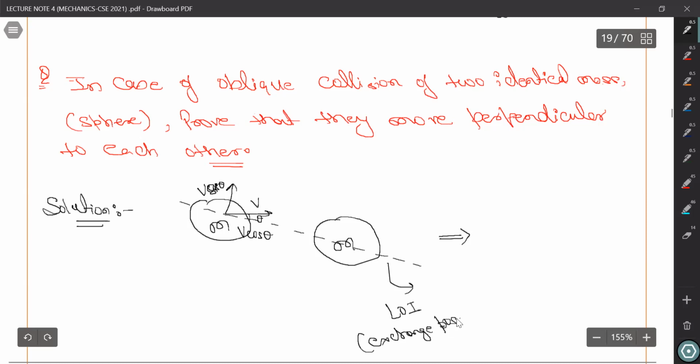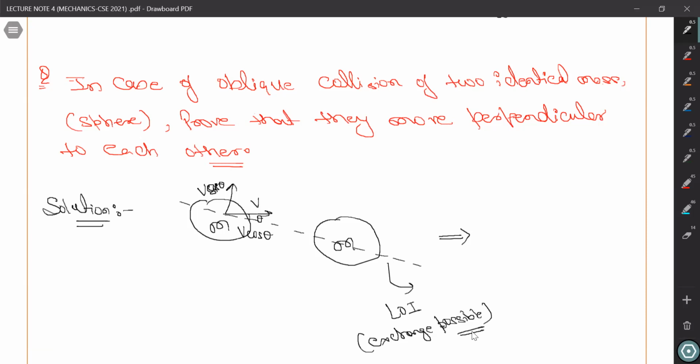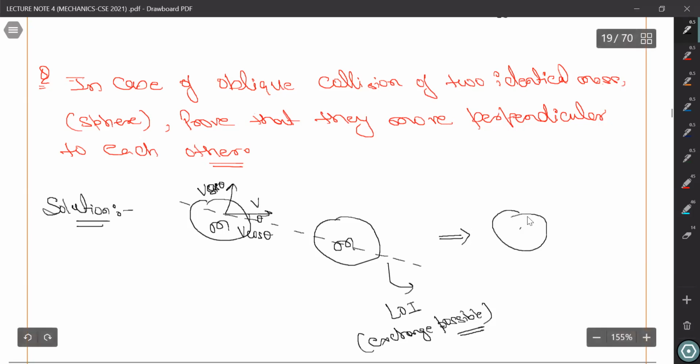What I am trying to say, just see this. In case of oblique collision, you cannot say that it will exchange their velocity. It will exchange the velocity, but along their line of impact. It will move with V cos theta, and its component V sin theta will become 0 because its velocity is 0, and now it exchanges this and it will become V sin theta. And we also know that cos theta and sin theta are perpendicular to each other. So this is what I mean to say.